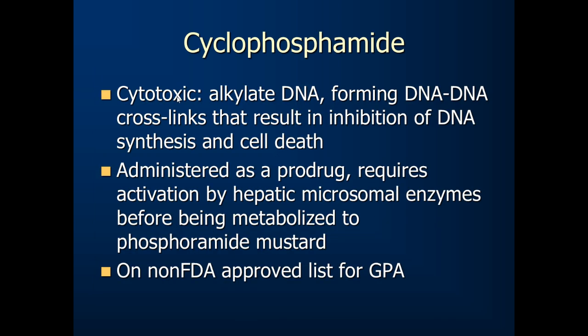Okay, so induction. Cyclophosphamide is a cytotoxic agent. It's administered as a prodrug. It requires hepatic metabolism, and then it is actually not FDA approved for any vasculitis, but it is on the non-FDA approved list for GPA. There are no placebo-controlled trials looking at cyclophosphamide.